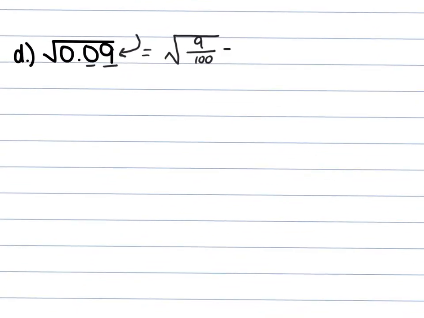You take a square root of each. Square root of the top and square root of the bottom. 3/10. Now let's pretend that they wanted this answer as a decimal. Yep, 0.3.